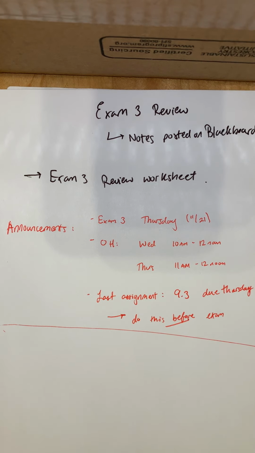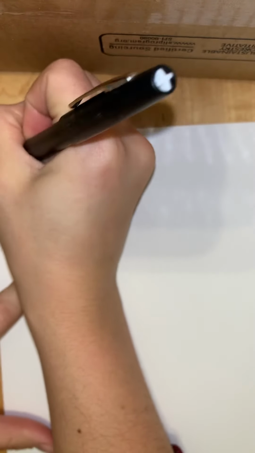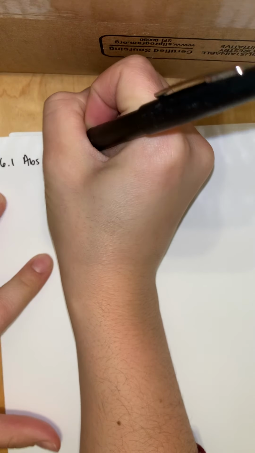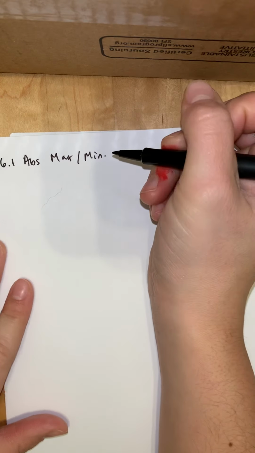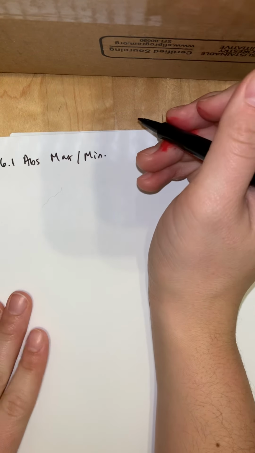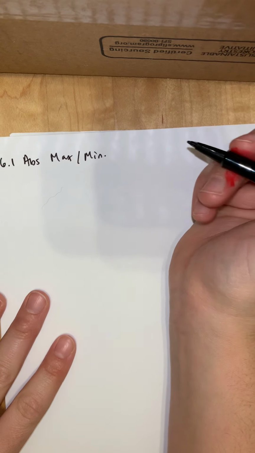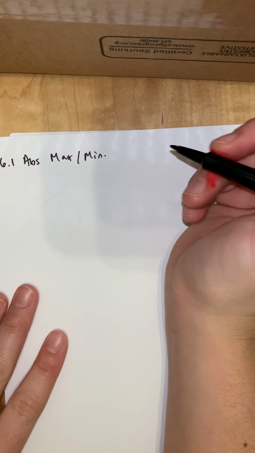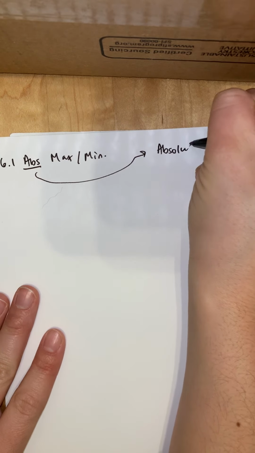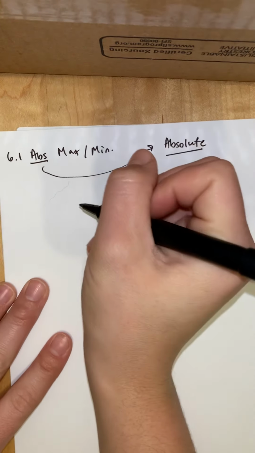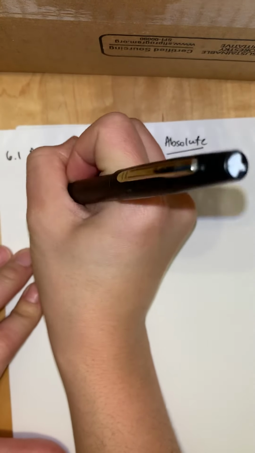So let's get started with some review. So in section 6.1, we were doing absolute maxes and mins. Okay, so we had a process for finding absolute maxes and mins. It was kind of similar to the process that we used for finding relative maxes and mins. Abs here, again, means absolute.